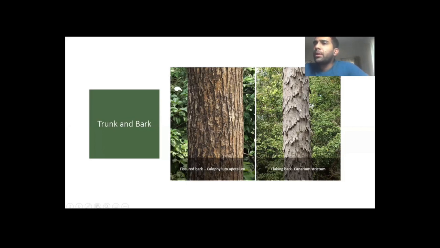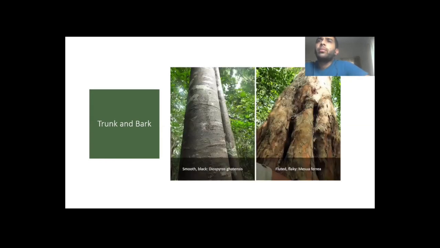You can also have flaking bark which peels off the tree. In this tree, it's dhupa mara. It's also almost white in color, and like this, you can have different sorts of patterns on the bark itself. Sometimes the tree is smooth, like this Karimaram, Diospyros. It's a very diverse group.